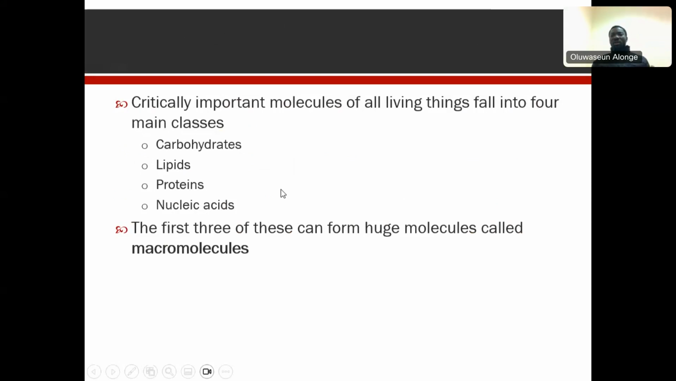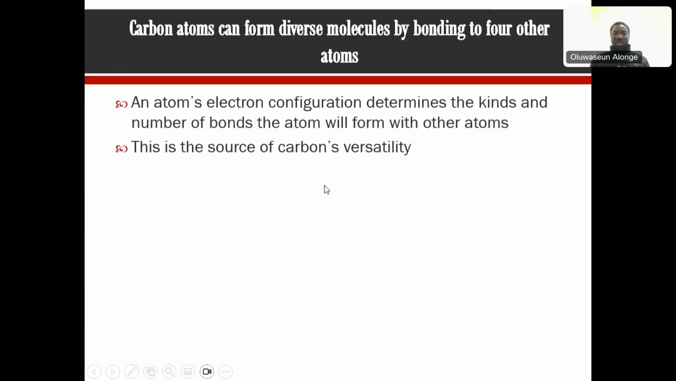So compounds that have their backbone filled with carbon, we call them organic molecules. And we have 4 main classes of the molecules we'll be looking at in this chapter. We are looking at carbohydrates, lipids, and nucleic acid. Now, we say that the first 3 that you can see are the huge molecules, macromolecules that we are very much conversant about. Then we have the nucleic acid, which I'm going to discuss also in detail.